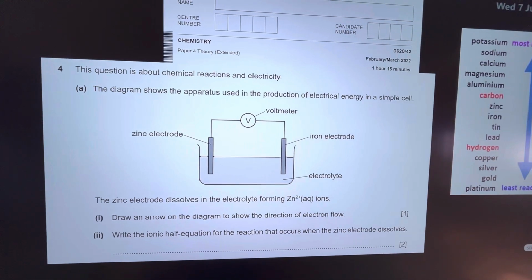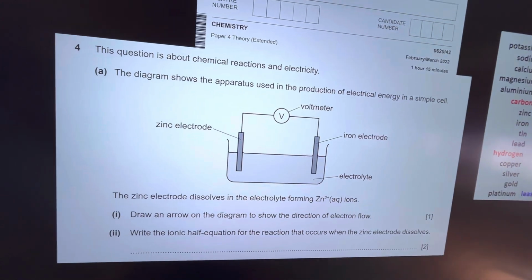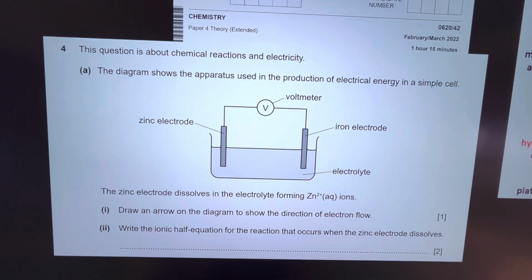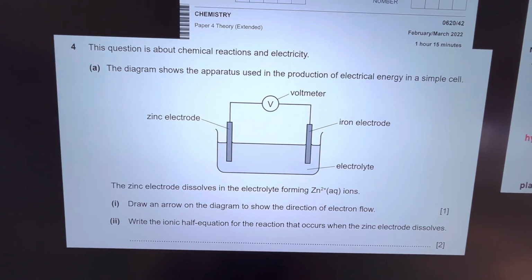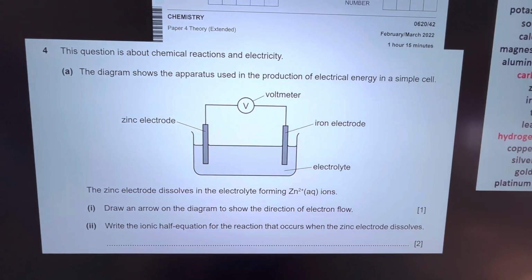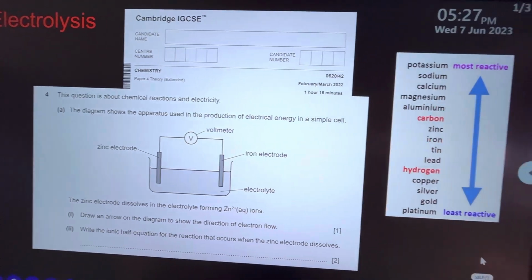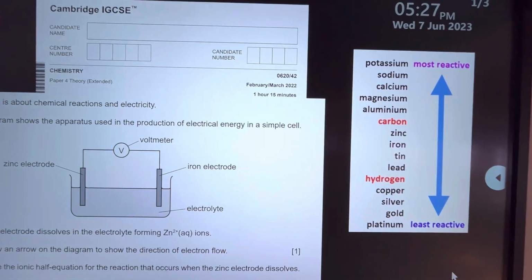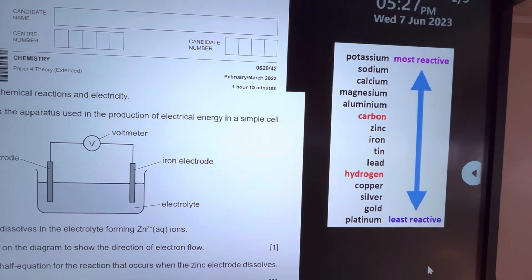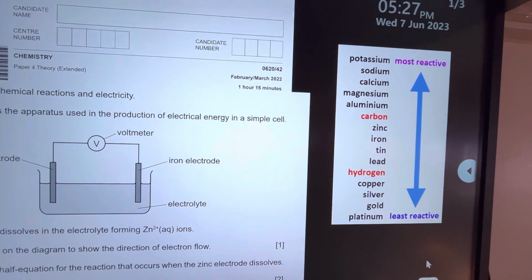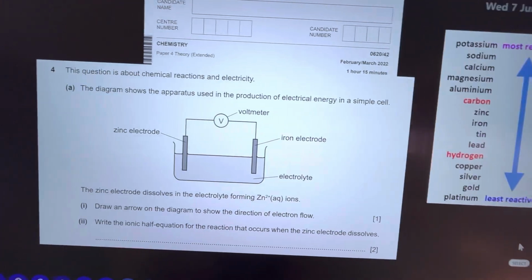The diagram shows the apparatus used in the production of electrical energy in a simple cell. They have given a zinc electrode, an iron electrode and an electrolyte. The zinc electrode dissolves in the electrolyte forming Zn2+ ions. Draw an arrow on the diagram to show the direction of electron flow. Such questions are totally based on your reactivity series. Here we have a reactivity series: potassium, which is most reactive, sodium, calcium, magnesium, aluminium, carbon. Down the series, reactivity decreases.